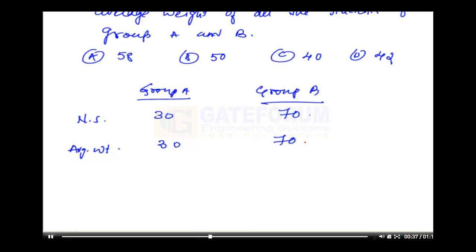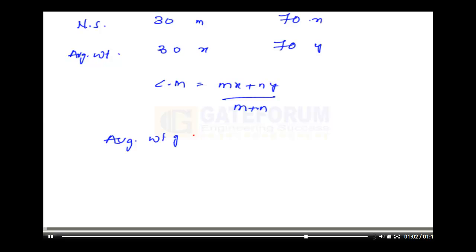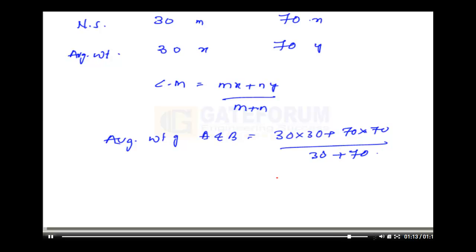Now this is nothing but a problem of combined mean. If the number of students are, say, M and N in the groups A and B, and if their average, that is mean, are X and Y respectively, then the combined mean is given by the formula mx plus ny by m plus n. Now just substitute them. So average weight of group A and group B will be 30 into 30 plus 70 into 70 by 30 plus 70. If we simplify, it will be 58 kgs. That is option A.